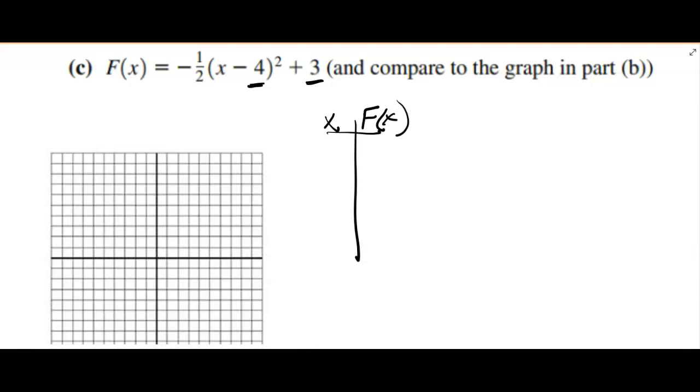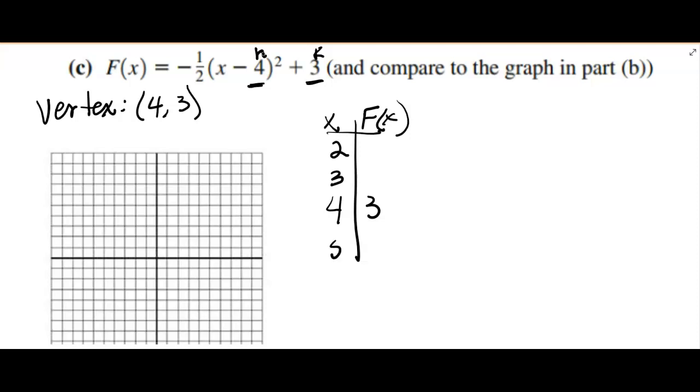What you want to do is think about, because this is in vertex form, our vertex is at 4, 3. That's great that we know that. We can tell just by looking at it because we know what H is. There's the H. There's the H. There's the K. All right, put that right in the middle, 4, 3. And then if you want to pick 2 points to the left, so 3 and 2, and 2 points to the right, 5 and 6, you'll get lovely points for your parabola, okay? And you can plug them in.